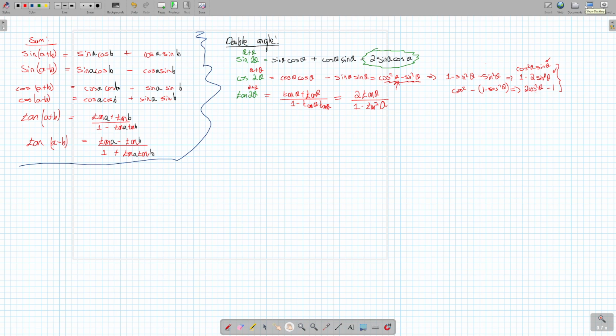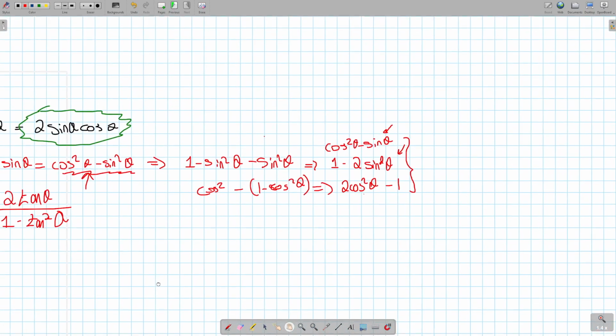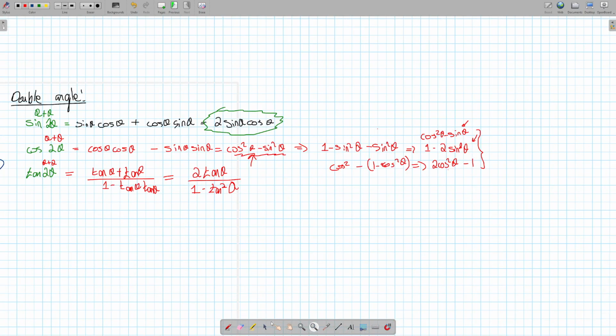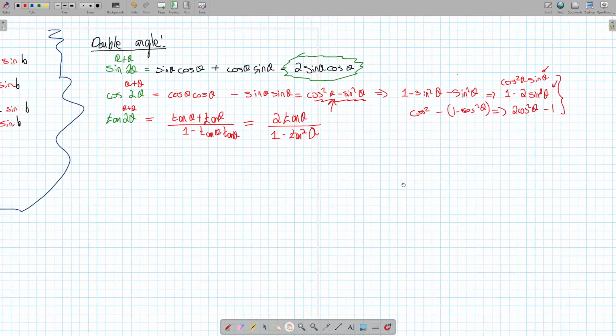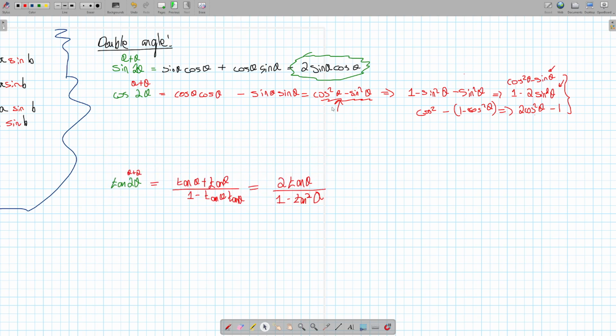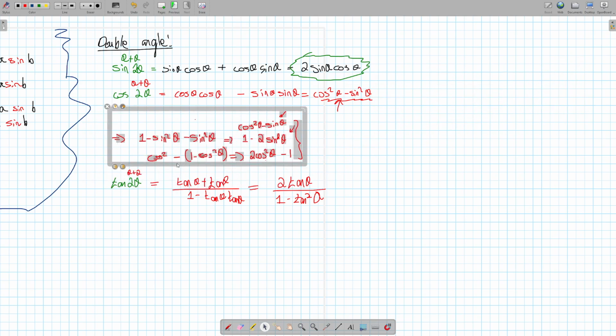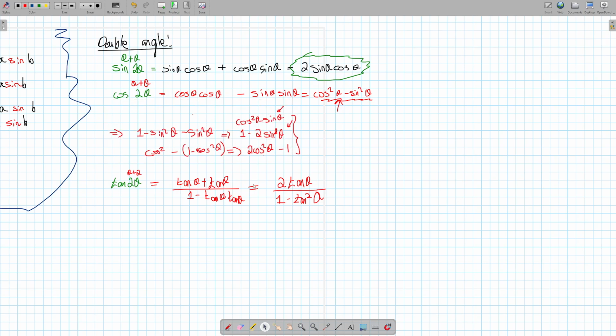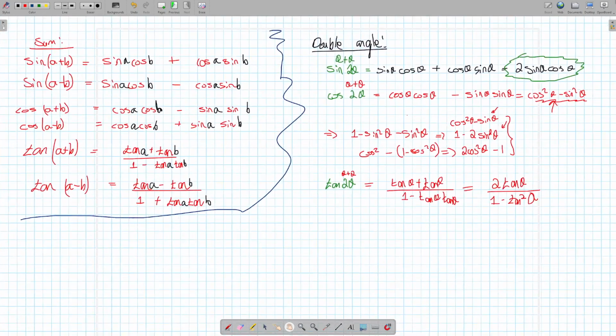Let me actually erase this. Or maybe some people, I don't know, do I erase this? Okay, I'll move this over here so it fits in one page. Move this down. Move these over here. Okay, let's continue.